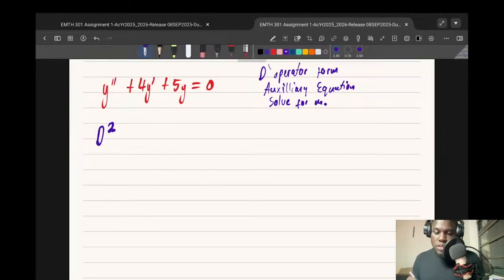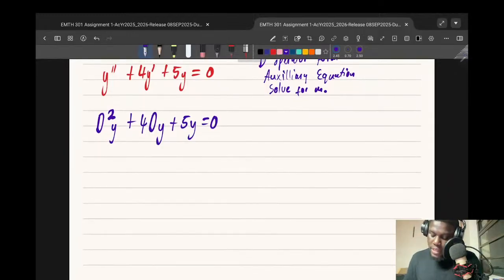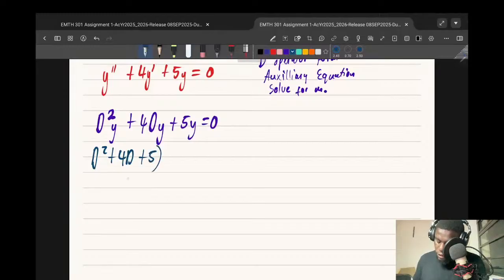So what we're going to say is this y prime prime is actually D squared of y plus 4, here it is D of y, plus 5y is equal to 0. Then we factor out the y. Usually when they write the D operator form, they would have factored out the y. So when you factor out the y, it becomes D squared plus 4D plus 5, and you factor out the y, is equal to 0. This is what they call the D operator form.